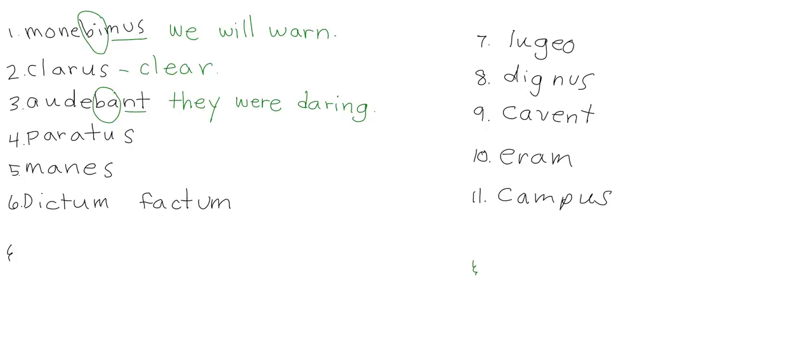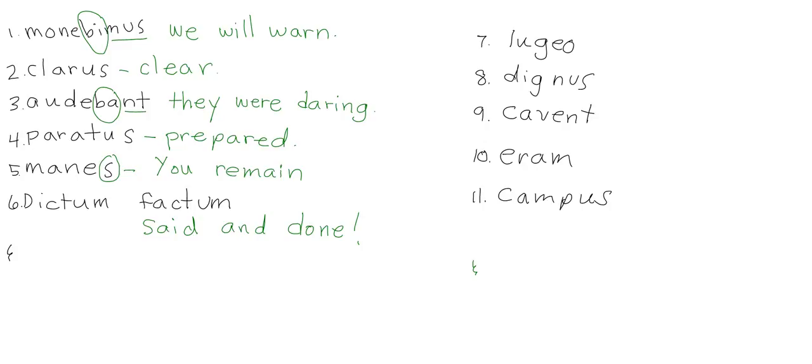Okay, paratus, parata, paratum. Nice little simple adjective. Prepared. There we go. Manes. O, s. O is I, s is you. Maneo, manere. You remain. Dictum, factum, said and done. That one should be easy. Yeah, I bet you got that one. Okay, lugeo. O is I. I grieve.